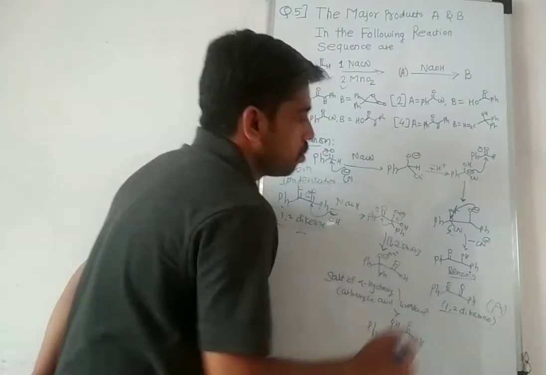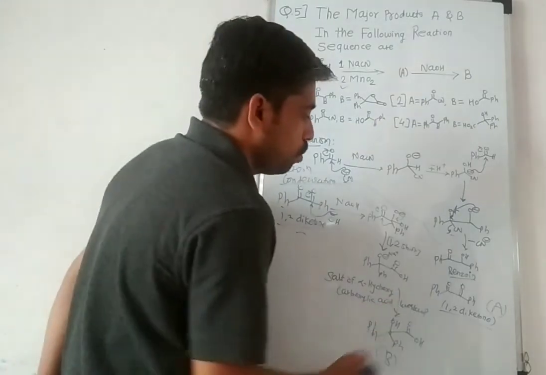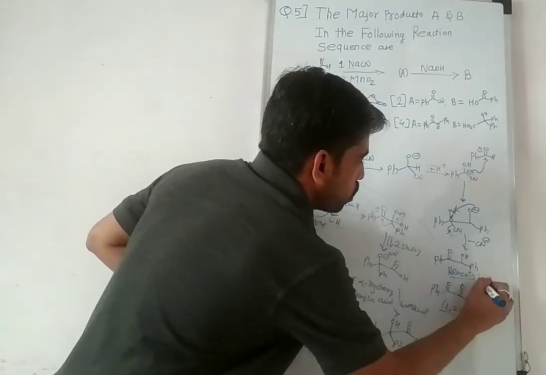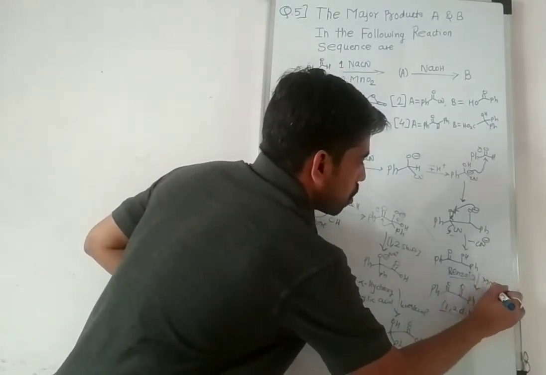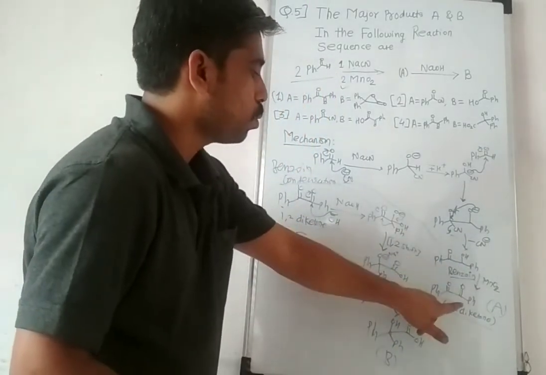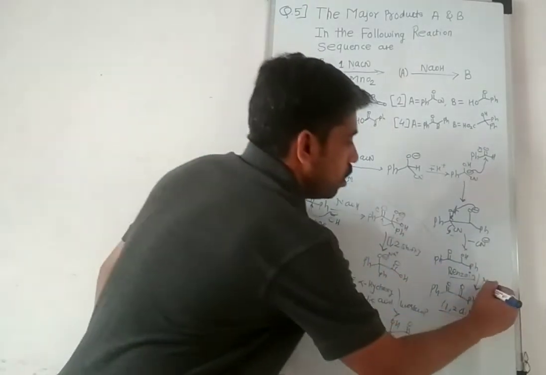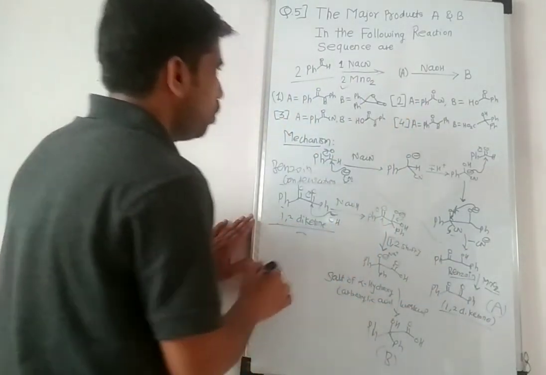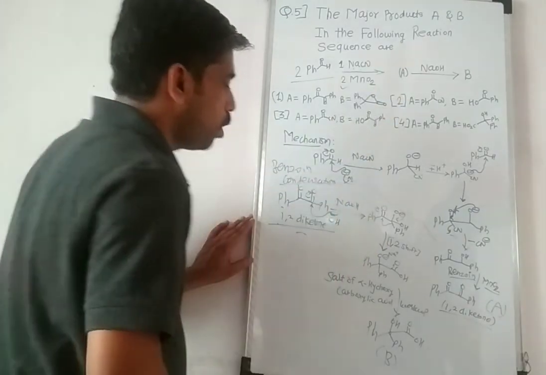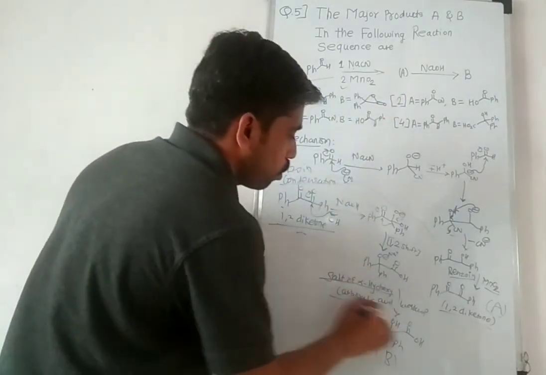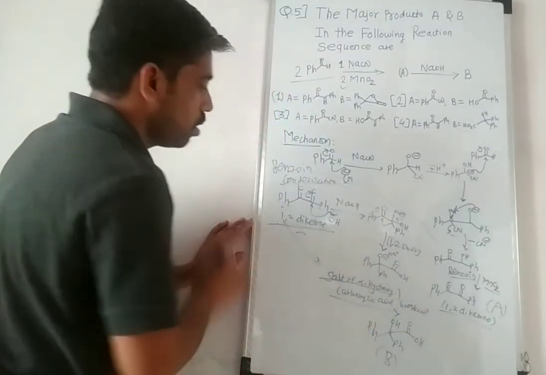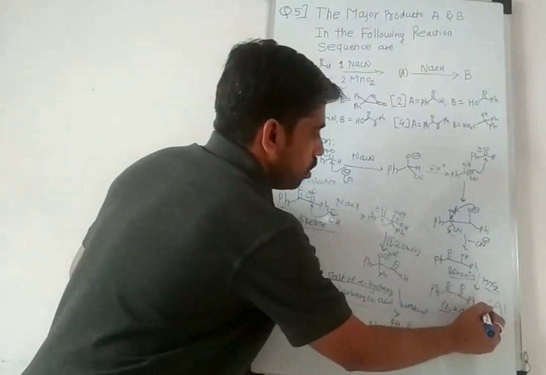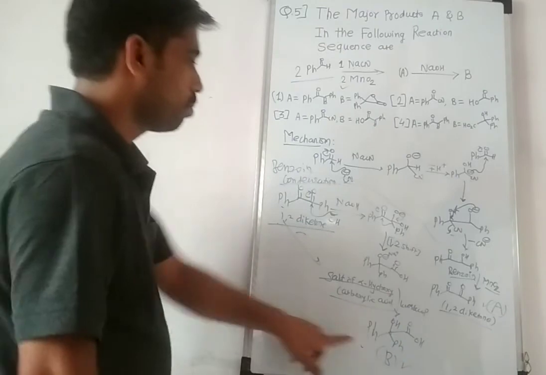The next step is an oxidation of the benzylic OH group to the corresponding 1,2-diketone by using MnO2. In the next step, the 1,2-diketone on treatment with sodium hydroxide gives the salt of the alpha hydroxy carboxylic acid. This step is the benzilic acid rearrangement. So this is our product A and this is the product B.